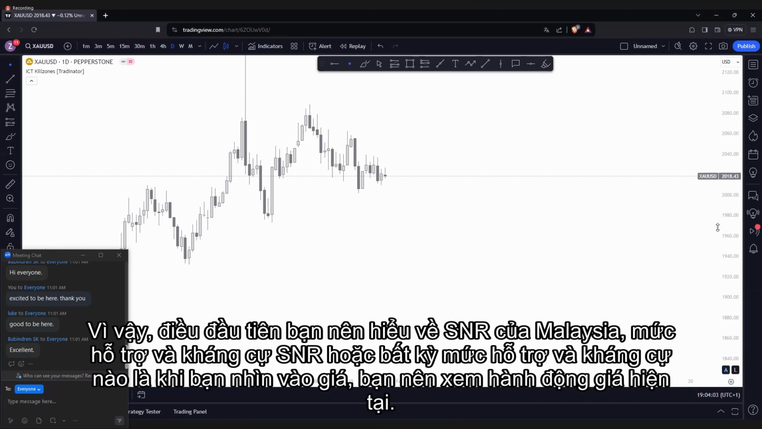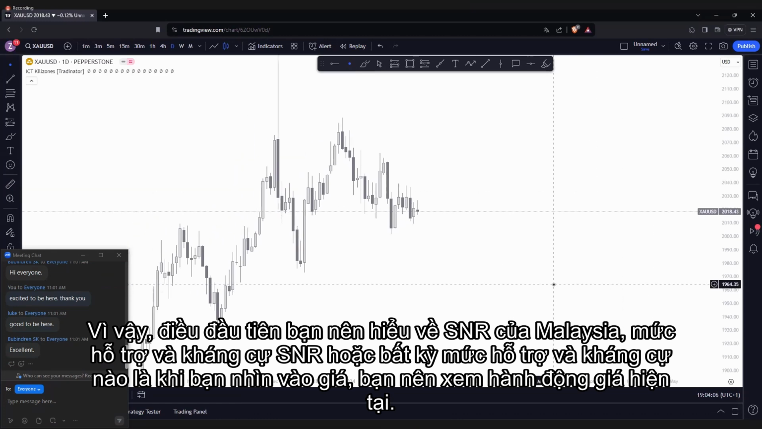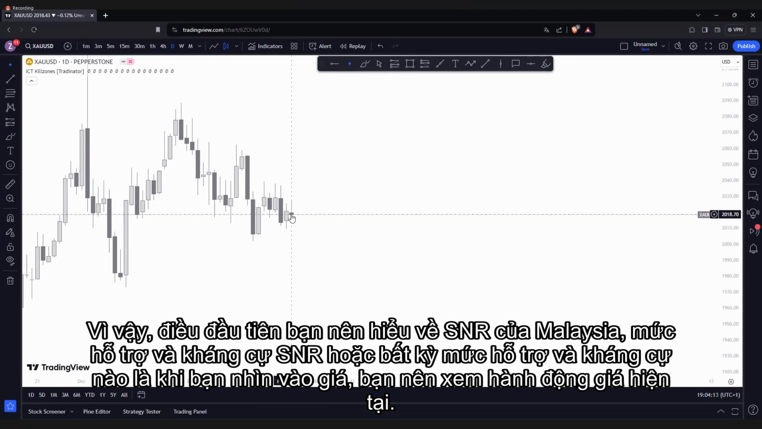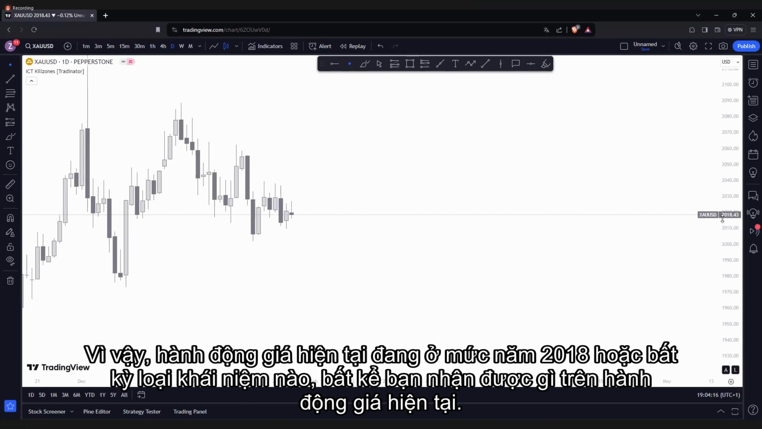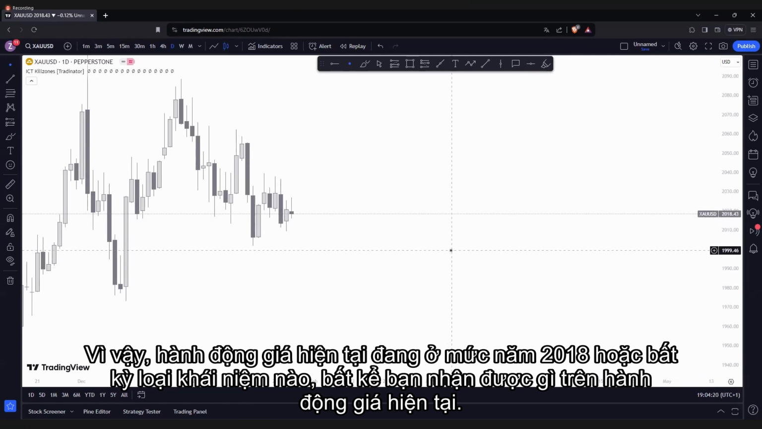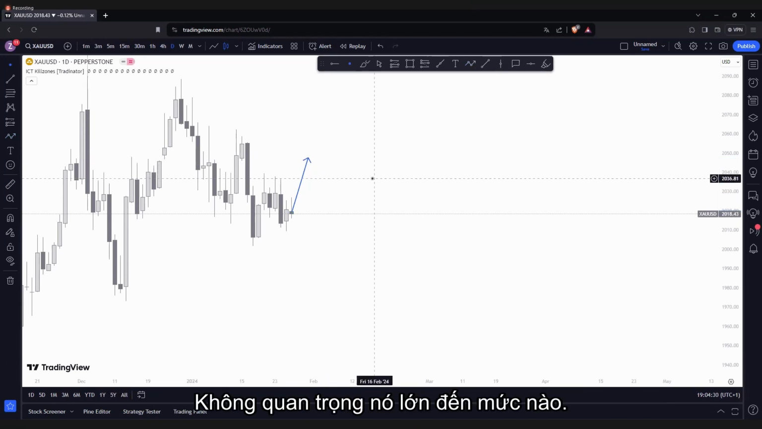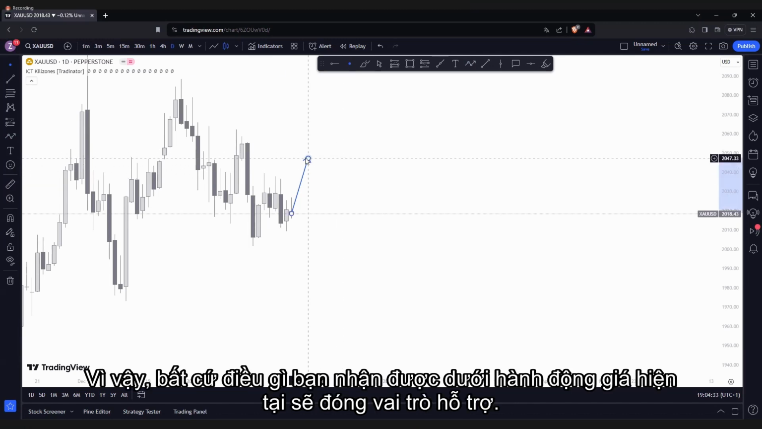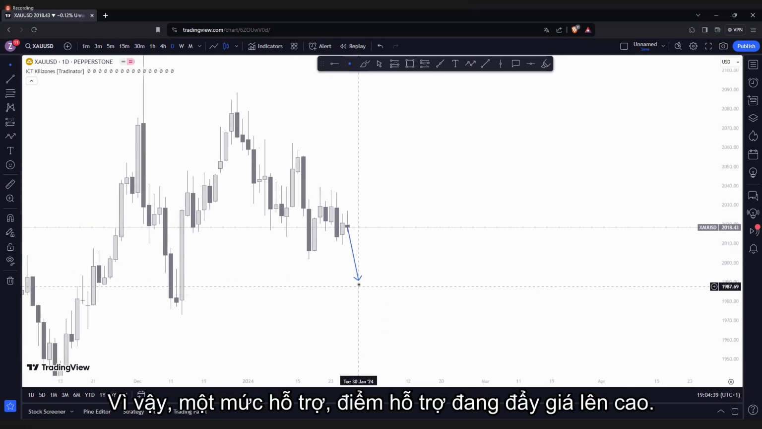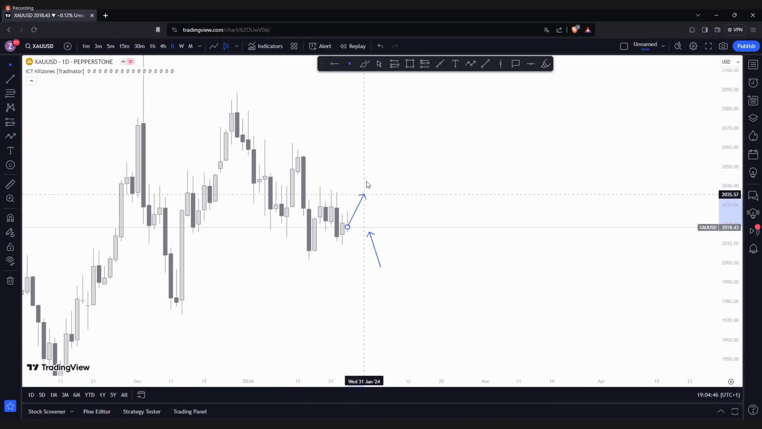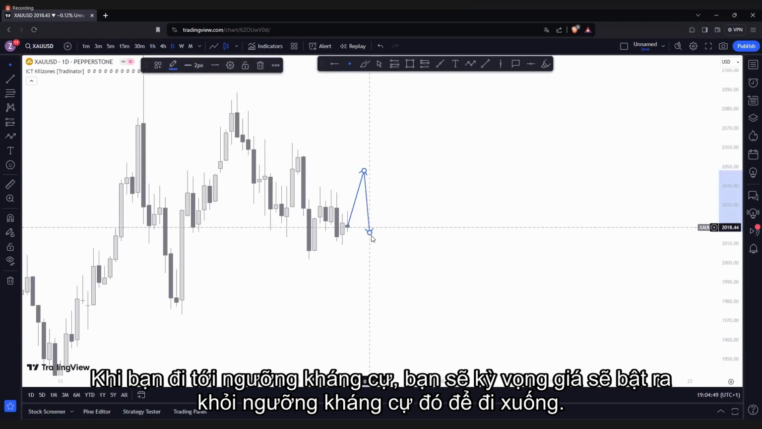The first thing that you should understand about the Malaysian SNR, support and resistance, or any support and resistance level, is that when you look at the price, you should look at the current price action. The current price action is sitting at the 2018 level. Anything above it acts as a resistance. It doesn't matter how it looks or how big it is. Anything below the current price action acts as a support. The point of a support is pushing price up, so when we are heading to a support, you expect price to bounce out of it. This is the same for resistance: when you go to resistance, you expect price to bounce off of it to the downside.